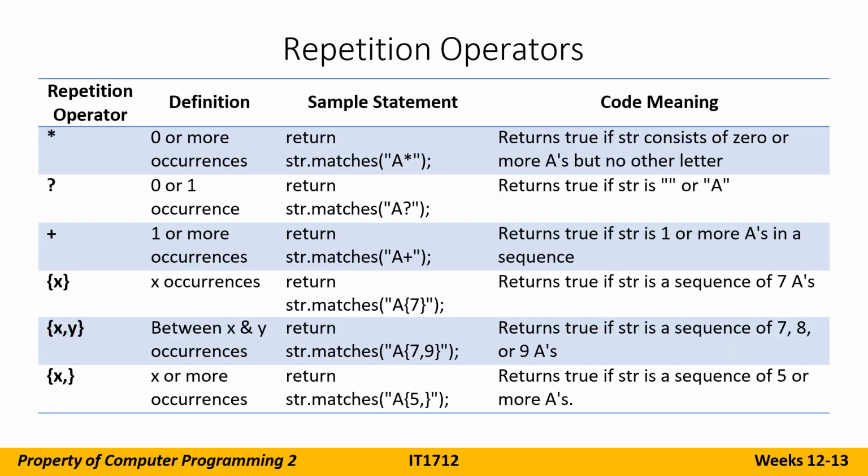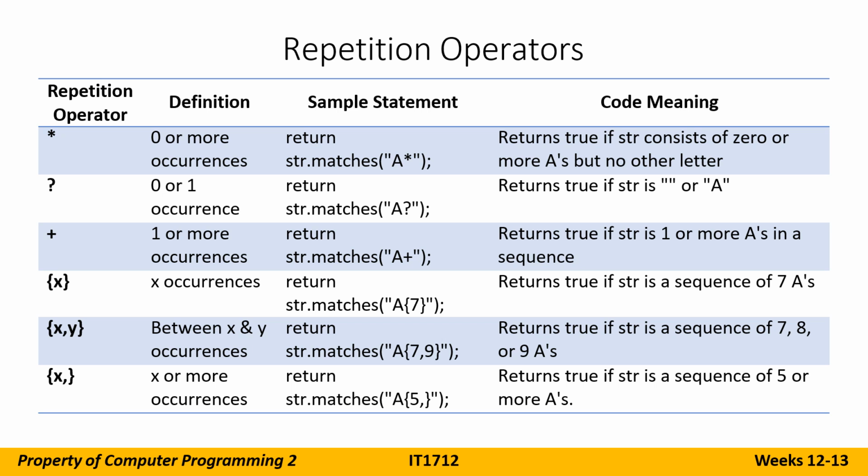Repetition operators. Asterisk: 0 or more occurrences, returns true if str consists of 0 or more a's but no other letter. Question mark: 0 or 1 occurrences, returns true if str is none or a. Plus sign: 1 or more occurrences, returns true if str is 1 or more a's in a sequence.